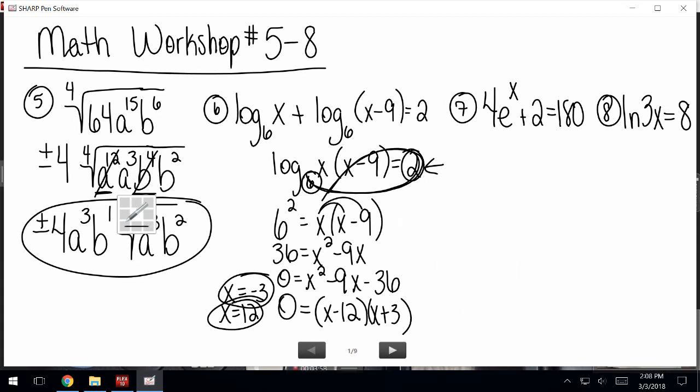All right, number 7, you still have to get that base e by itself first. So you're going to subtract the 2 over, and so that would be 178. And then you're going to divide by 4, and that'll be, is that a decimal? 44 and a half, I believe. Okay, then you're going to do the natural log on both sides to get rid of the e. Those cancel.